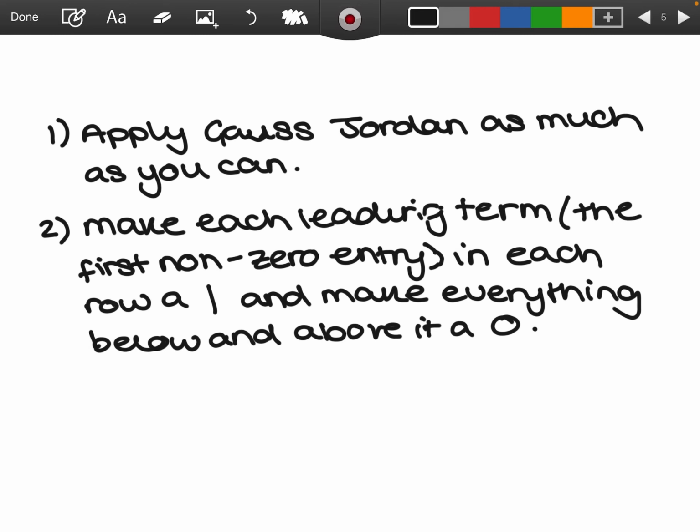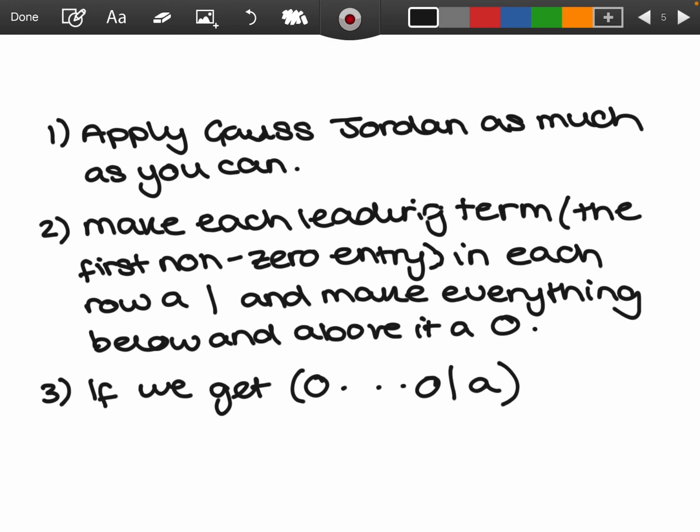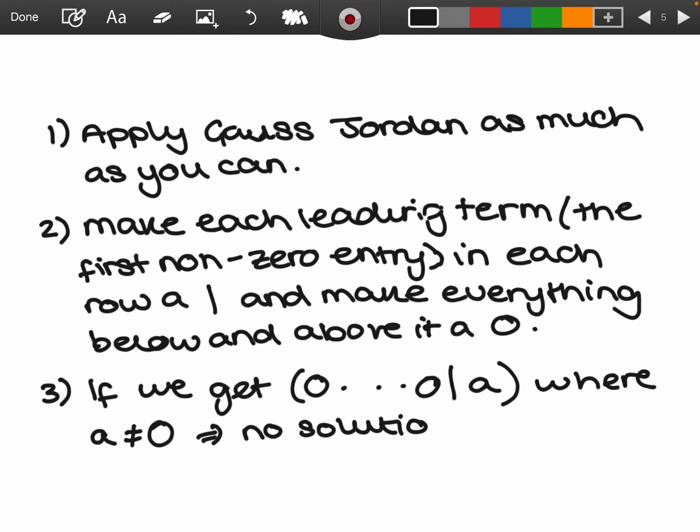Okay, so you just apply Gauss-Jordan as much as you can to those leading entries. If you get to a point where you have a row of zeros on the left and then some non-zero constant A on the right, so A does not equal 0, so you get some row of your matrix that looks like this, then you know that there are no solutions to your system of equations.